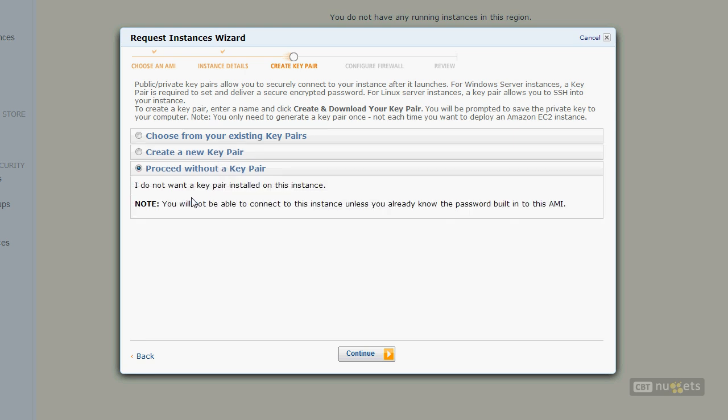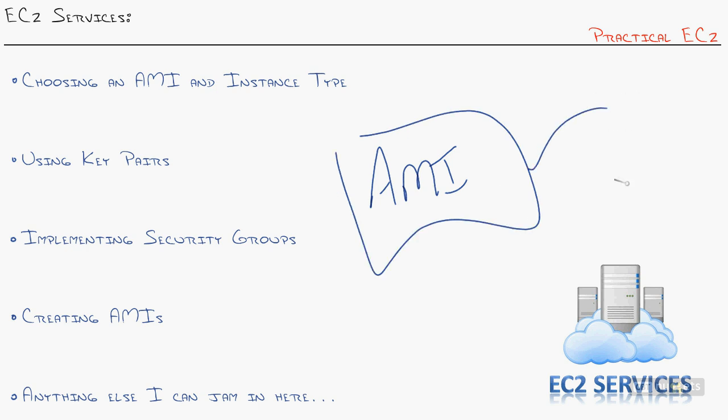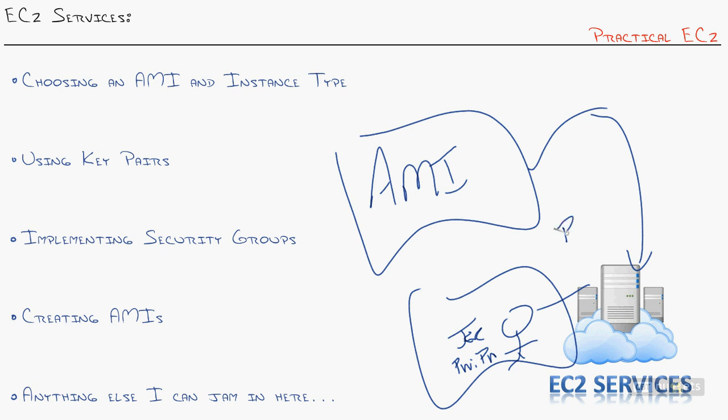But I want to show you down here, proceeding without a key pair. Following with me here? I could say, I want to create this instance, and actually, I don't want to use a key pair at all. Now notice it says, note, you won't be able to get to this instance unless you already know the password built into this AMI. What do you mean, Amazon? That means if I create my own AMI, maybe I do it in VMware and import it into Amazon Web Services, or I've previously created an image, and in that instance I created a user account where the logon name is Jeremy and the password is PW, then I don't need a key pair. If that's a Windows instance, I can remote desktop over to that instance and access it using my pre-built account.